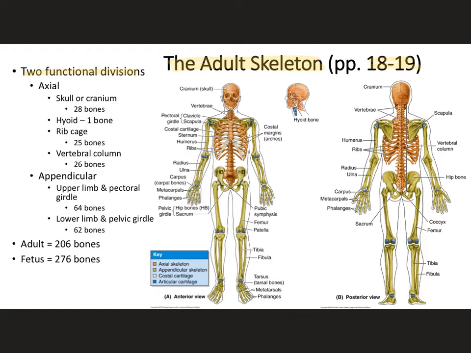The first of these is the axial division. This includes the skull, which is called the cranium. There are 28 bones in the skull. This includes the hyoid.